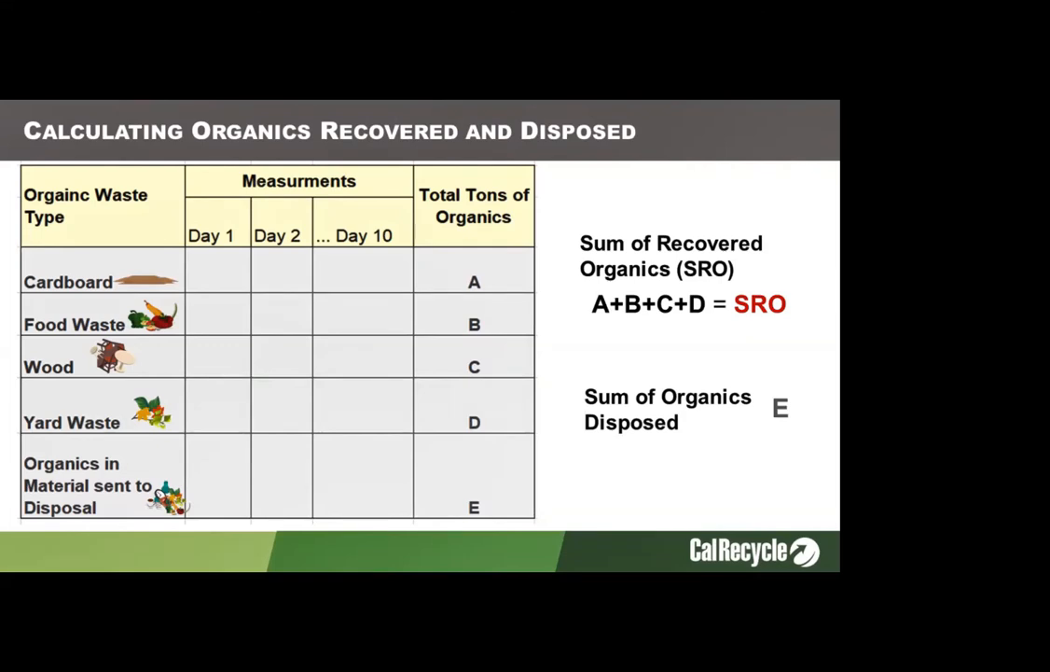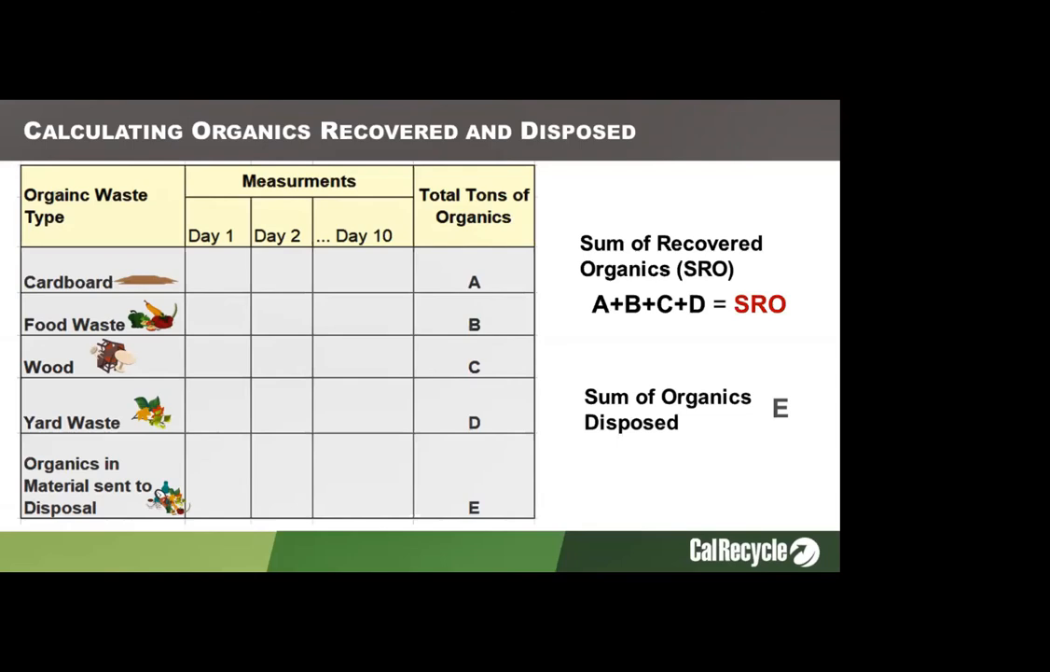Record the amount of organic waste actually recovered from that specific waste type based on the calculations described earlier. Then add the amounts of organic waste recorded for each of the sampling days. Repeat this for each material type recovered, including disposed. Now, to determine the sum of all recovered organic waste in a reporting period, add the total amount of organic waste for each waste type, adding columns A through D together to get the sum of recovered organics, SRO, for the quarter.